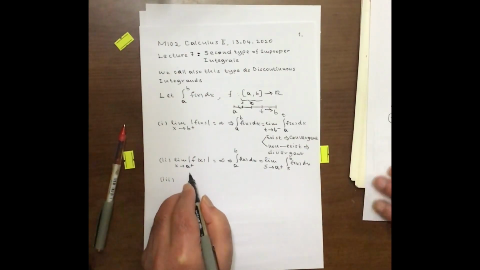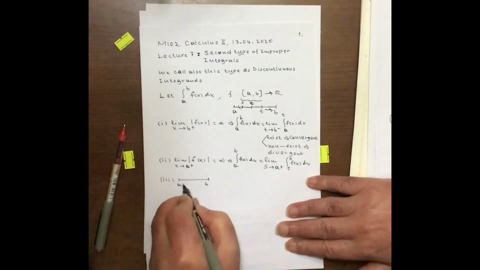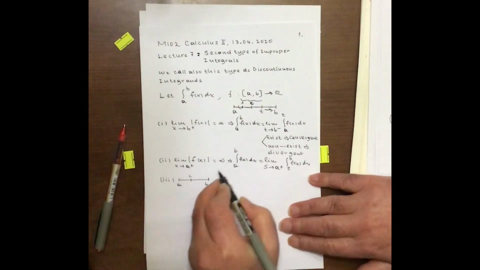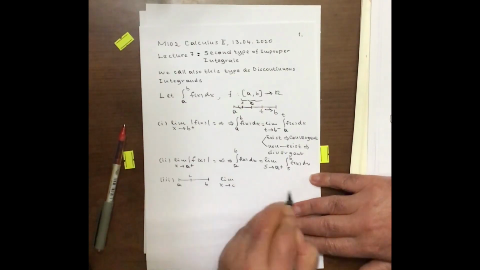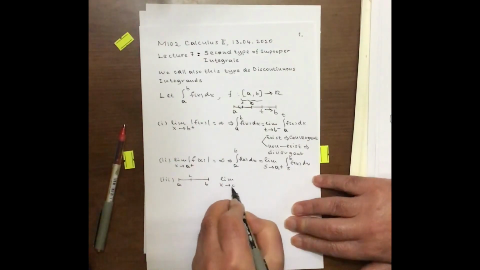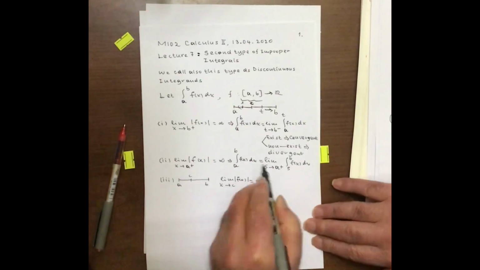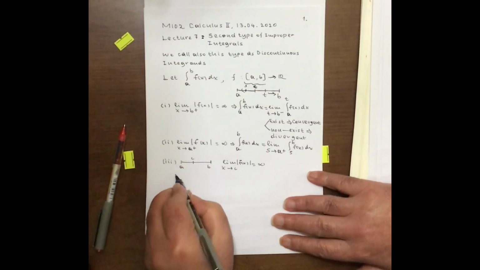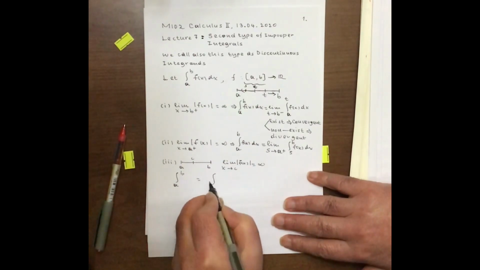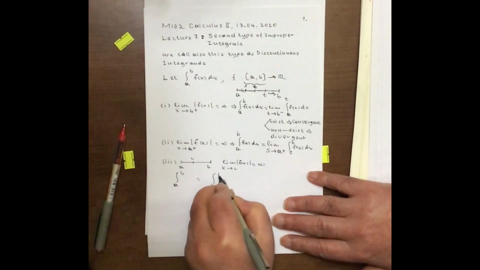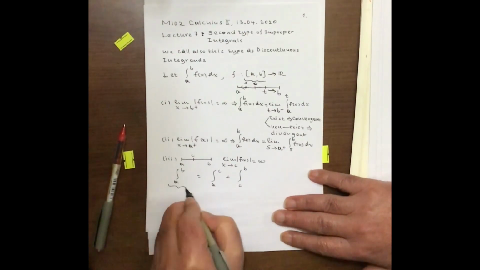Now case 3. Our interval is from A to B. Take a point C. The limit as x tends to C of the absolute value of f of x is infinity. In this case our given integral from a to b can be written as the integral from A to C plus the integral from C to B. Let's call this given integral I.